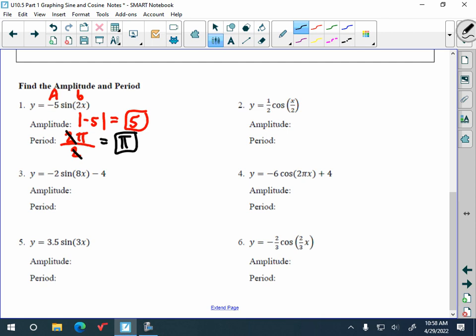All right, number 2, amplitude, absolute value of 1/2 is still 1/2. The period, we're going to do 2 pi divided by b. Now this one's a little different because it says x over 2. Well, x over 2 can be rewritten as 1/2 times x. It's the same thing. So that means the b value is 1/2. So now we have to simplify this. It's a complex fraction. So what would 2 pi divided by 1/2 simplify to?